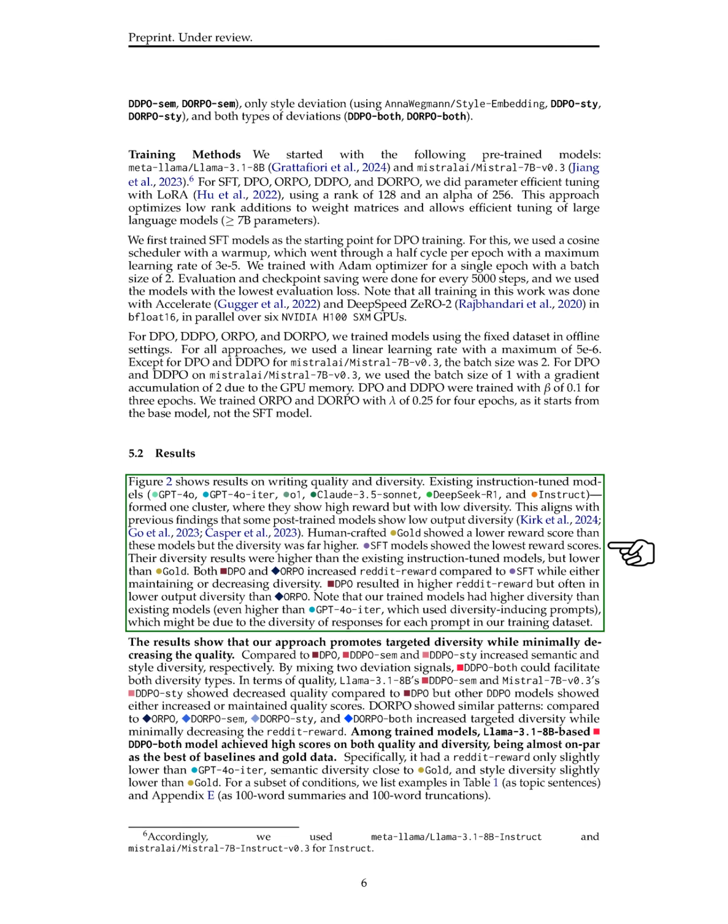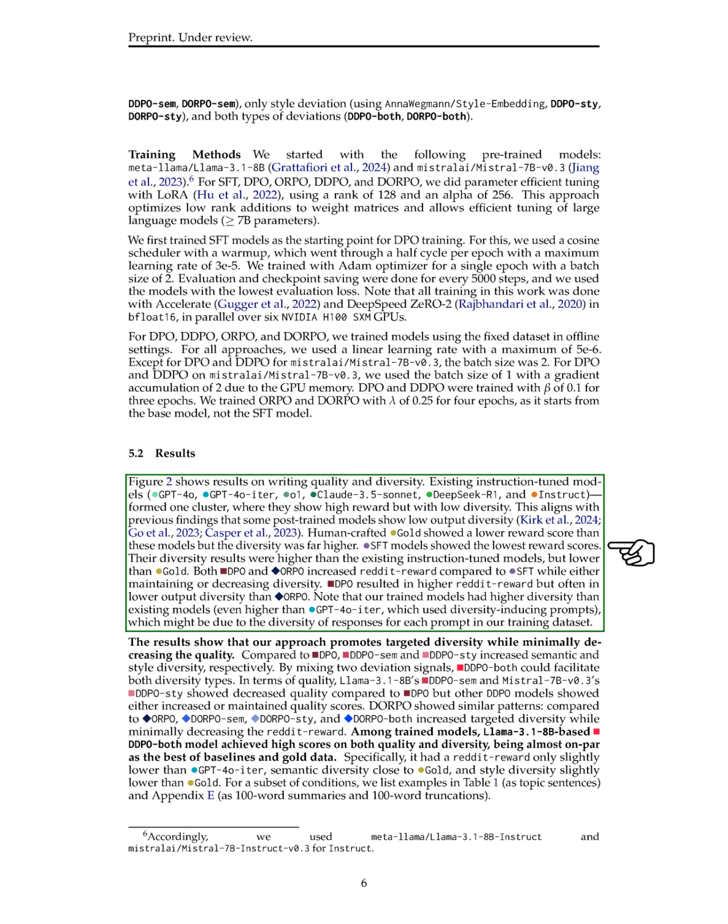Our results indicated that existing instruction-tuned models clustered together, showing high rewards but low diversity, which aligns with previous findings. In contrast, human-crafted gold had lower reward scores but significantly higher diversity. SFT models had the lowest reward scores, yet their diversity was better than existing instruction-tuned models but still lower than gold. Both DPO and ORPO improved reward scores compared to SFT, although they either maintained or reduced diversity.